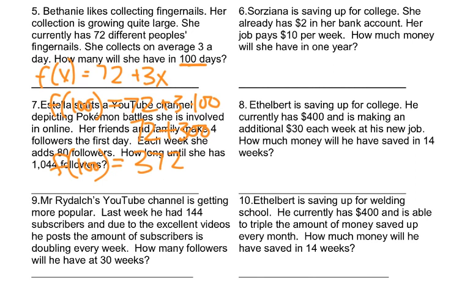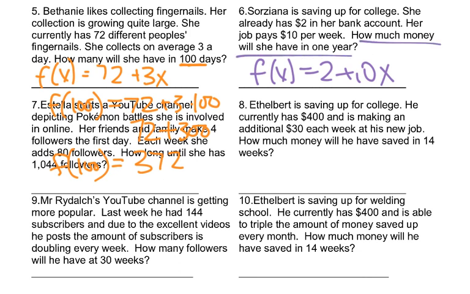Number 6, Sorziana is saving up for college. She already has $2 in her bank account. Her job pays $10 a week. How much money will she have in 1 year? So f of x equals, she has 2 plus 10 times x. Okay, then how much will she have in a year?